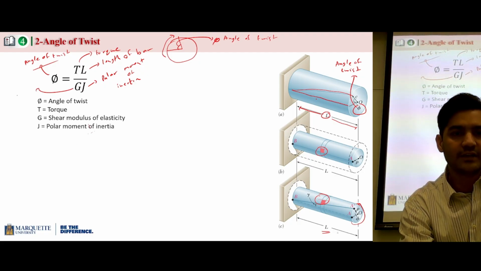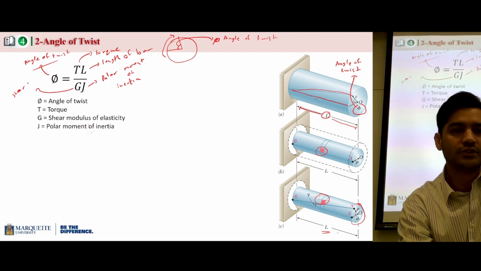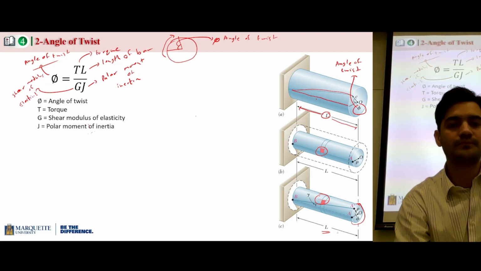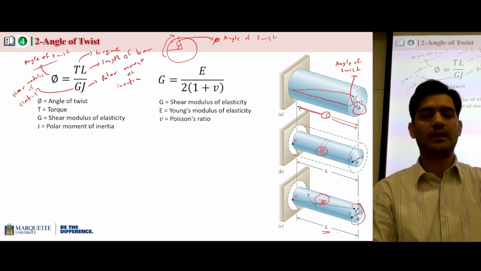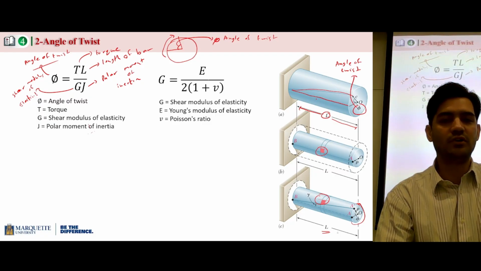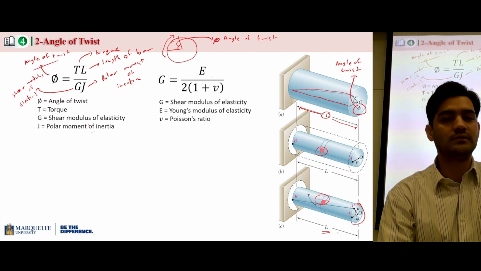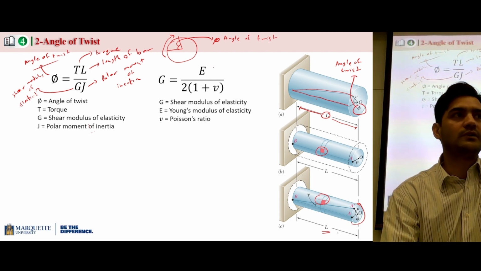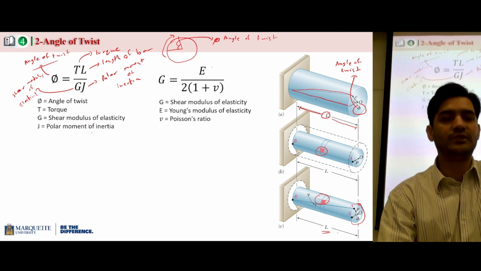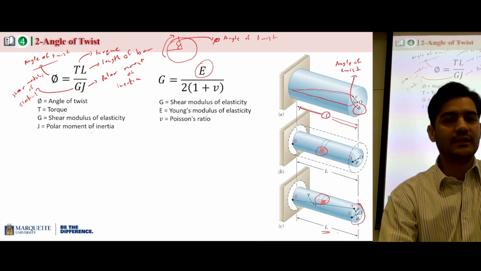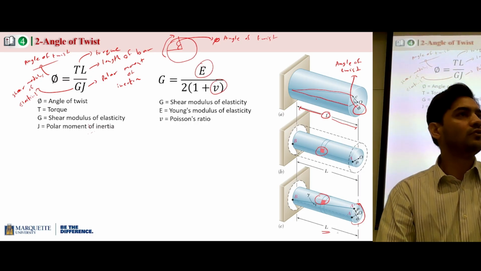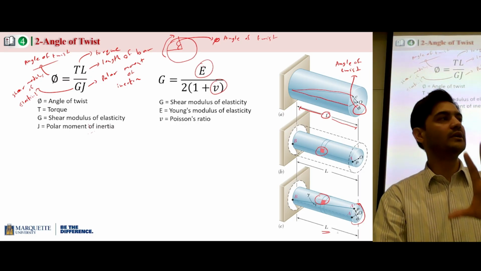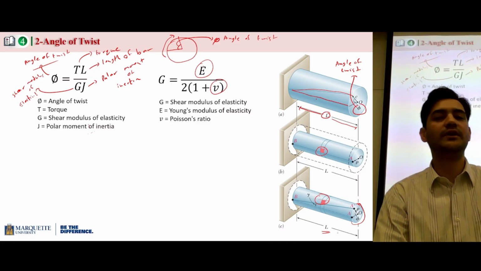And this G is shear modulus of elasticity. And you can calculate G, shear modulus of elasticity, from Young's modulus of elasticity as well. So if you know standard material properties, which is modulus of elasticity and Poisson ratio, so for a circular cylinder, you can calculate shear modulus of elasticity from this equation as well.